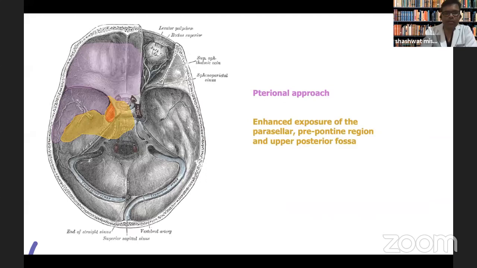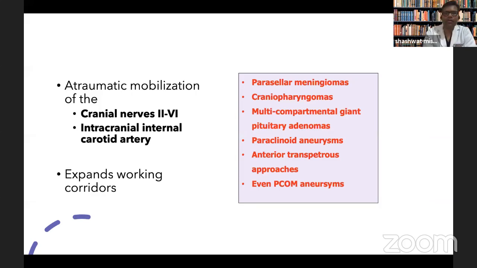With the addition of transcavernous exposure, we have enhanced exposure of the parasellar, prepontine region and upper posterior fossa. It is usually helpful for parasellar meningiomas, craniopharyngiomas, and multicompartmental giant pituitary adenomas. The idea is to use this approach more frequently and to utilize the way it expands the trigonal approach.